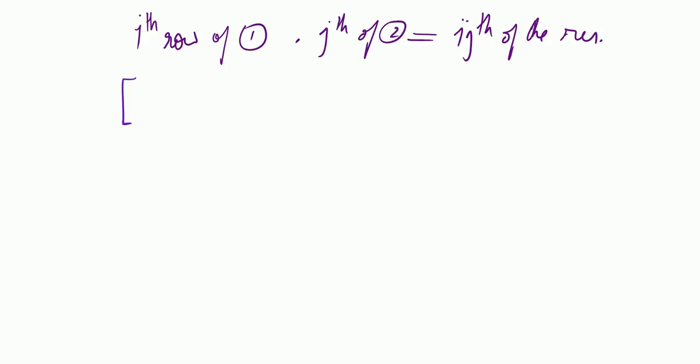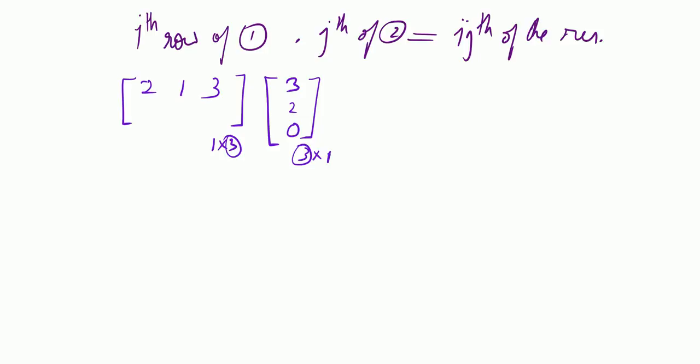Let's say we've got this 2, 1, 3, which is of the order 1 times 3, and let's say 3, 2, 0, which is of the order 3 times 1. So the corresponding orders are actually equal, so you can actually get the matrix multiplication product.